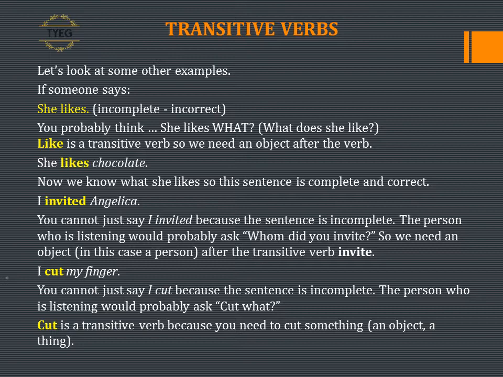I invited Angelica. You cannot just say I invited because the sentence is incomplete. The person who is listening would probably ask, whom did you invite? So we need an object, in this case a person, after the transitive verb invite. I cut my finger. You cannot just say I cut because the sentence is incomplete. The person who is listening would probably ask, cut what? Cut is a transitive verb because you need to cut something, an object, a thing.